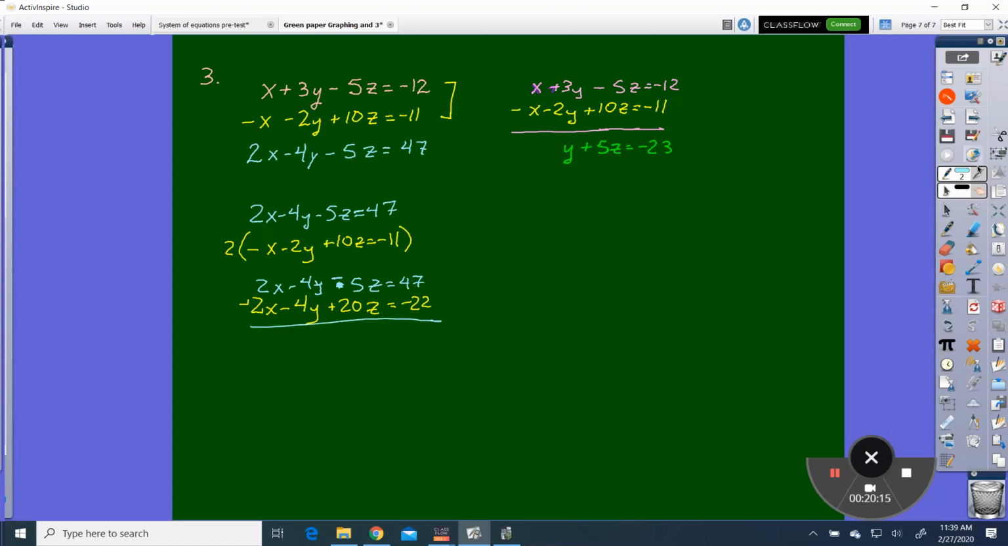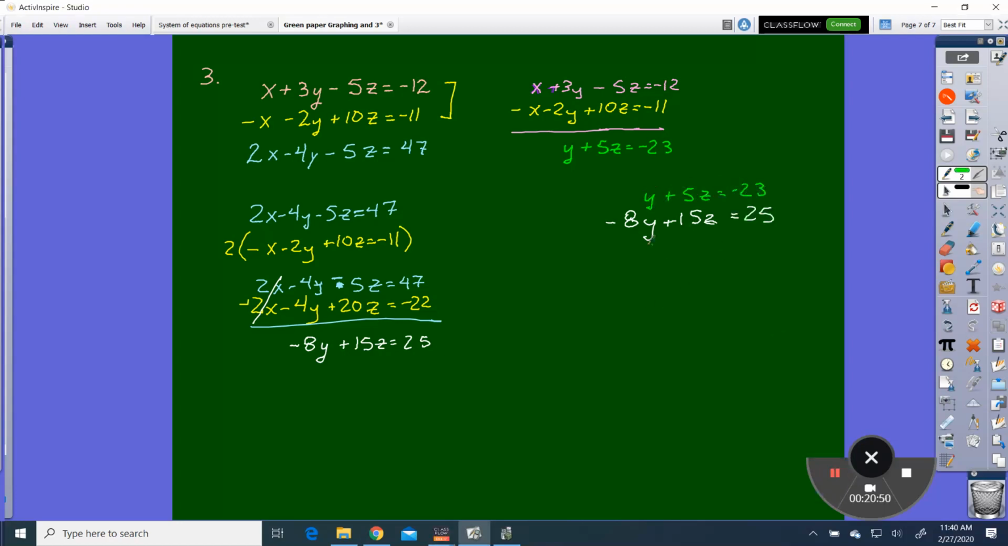So now when I combine these, let's write our combined answer in white. The x's go away. Negative 4y and negative 4y do not go away. They're both negative, so they combine to make a negative 8y. 20 minus 5 is 15, and 47 minus 22 is 25. So now I have the green equation and the white equation. So I'm going to just write them together so you can see them.